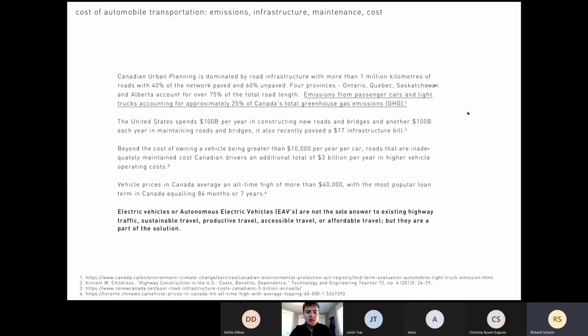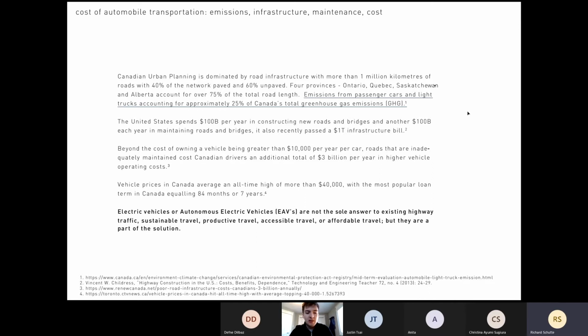Canadian urban planning is dominated by road infrastructure, with more than 1 million kilometers of roads, with 40% of the network paved and 60% unpaved. 4 provinces, Ontario, Quebec, Saskatchewan, and Alberta, account for over 75% of the total road length. Emissions from passenger cars and light trucks account for approximately 25% of Canada's total greenhouse gas emissions.